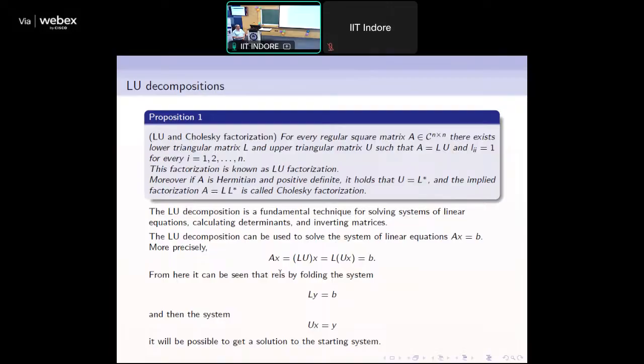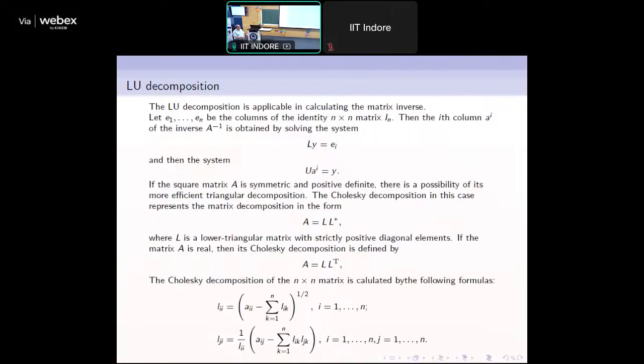We even have explicit formulas for how to solve such linear systems. If U is equal to L transpose, then we have the Cholesky decomposition. And here I presented formulas for how to obtain the explicit solution of the linear system.